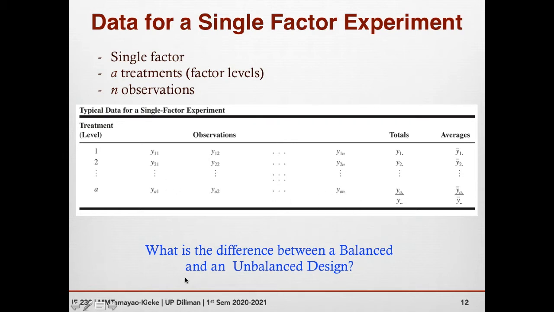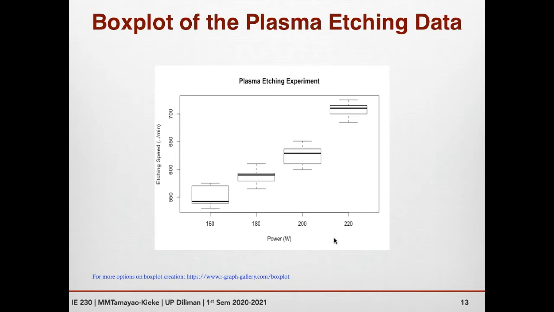Now, what is the difference between a balanced and an unbalanced design? Basically, in a balanced design, you have equal n, small n, for all the treatments, for all the factor levels. In an unbalanced design, the number of observations per treatment level will not be equal. That's the only thing you have to remember regarding the differentiation between balanced and unbalanced design. Of course, correspondingly, the model will vary a little bit. But let's first focus on this experiment where we have a balanced design.